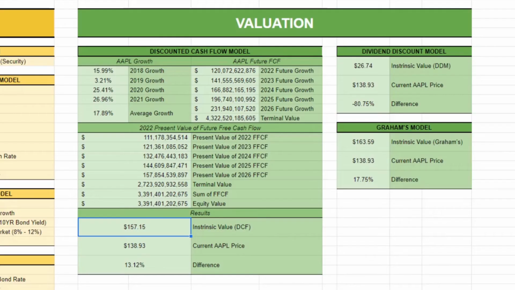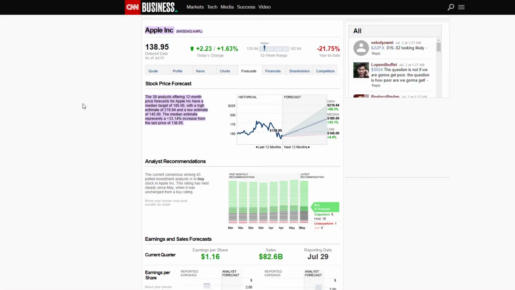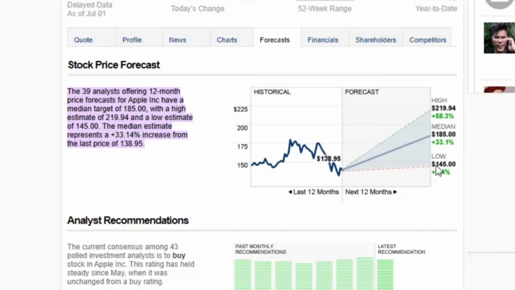And if we take a look at CNN Money and what some of the analysts are forecasting, their low, median, and high, our discounted cash flow model and Graham's model are putting us in the range of the median to high for Apple.